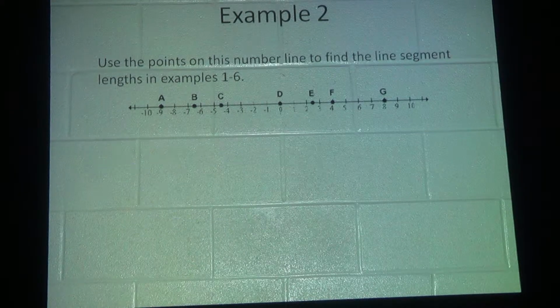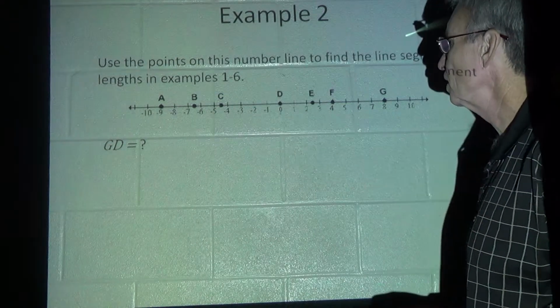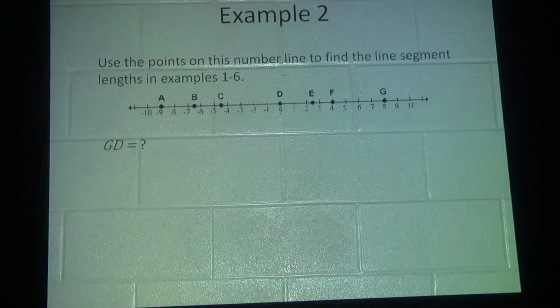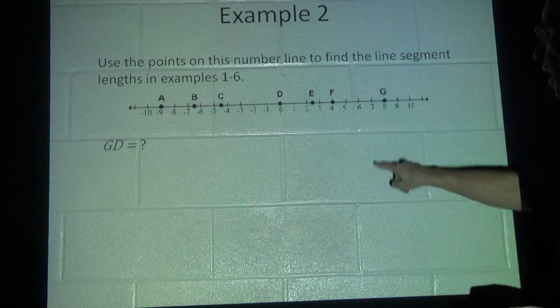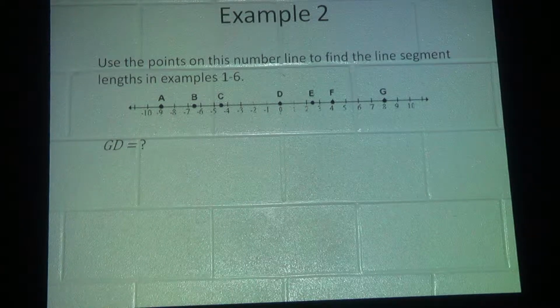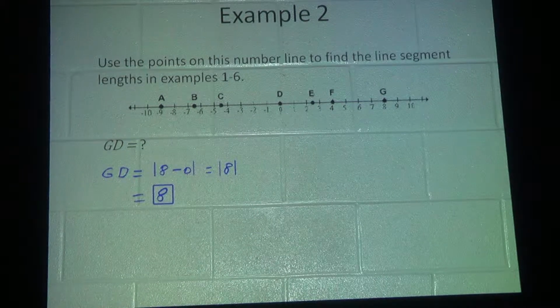Okay, next we have, for example 2, they want to know how far it is between G and D. So this time we take the coordinates of G and D, in this case 0 for D and 8 for G. So we're going to subtract 0 from 8, take the absolute value of that, so the length of GD is equal to the absolute value of 8, which is equal to 8.